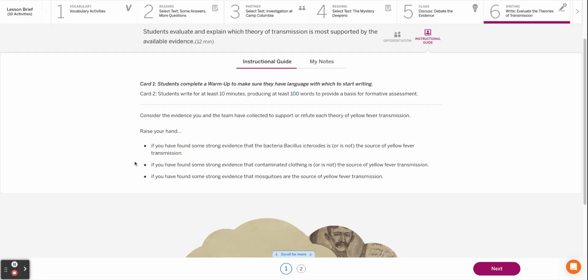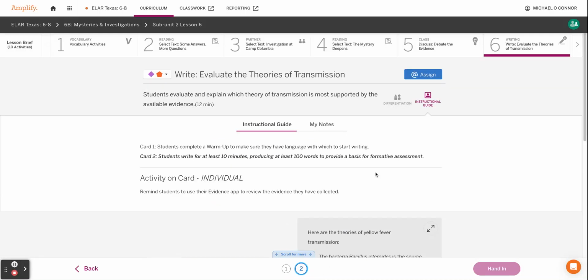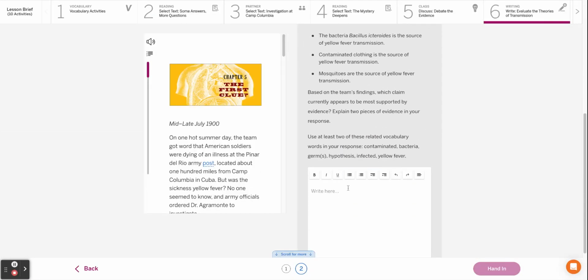Is there strong evidence to either support or refute the theory that yellow fever is transmitted by strong evidence that the bacteria Icteroides is the source of yellow fever or not? Strong evidence that contaminated clothing is or is not the source of yellow fever transmission? Strong evidence that mosquitoes are the source of yellow fever transmission. And then you are going to write.